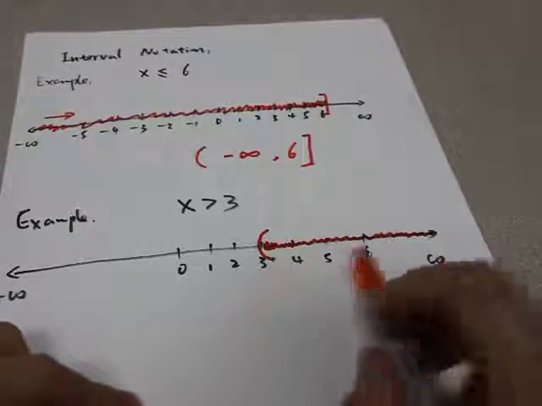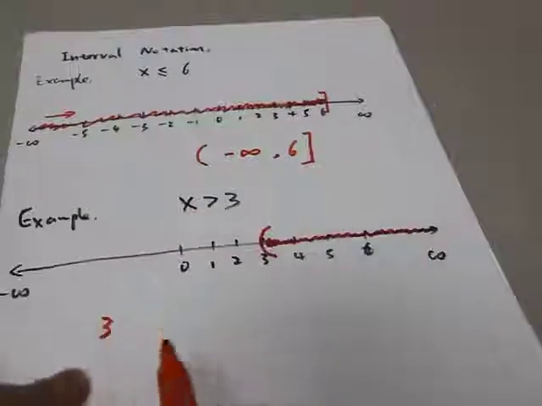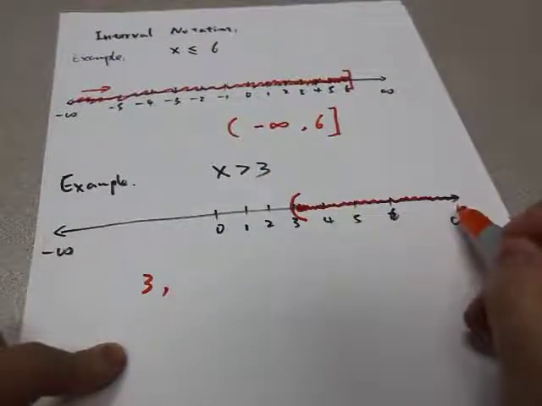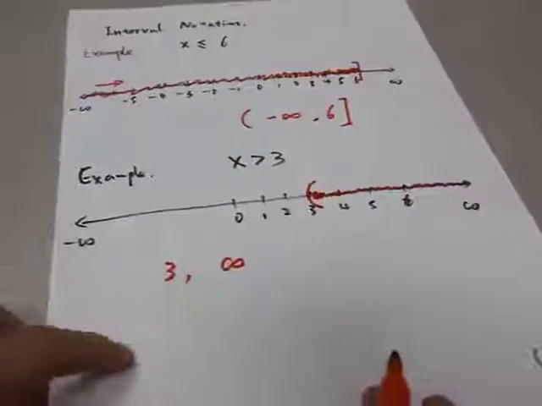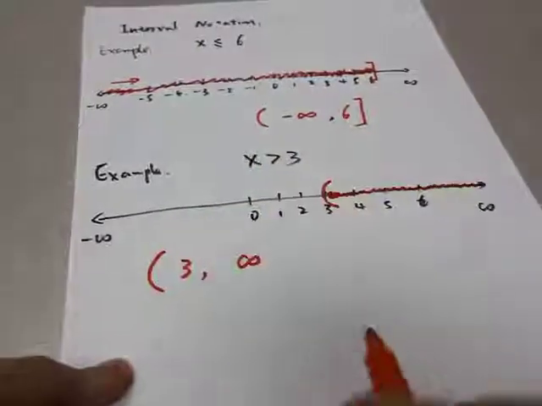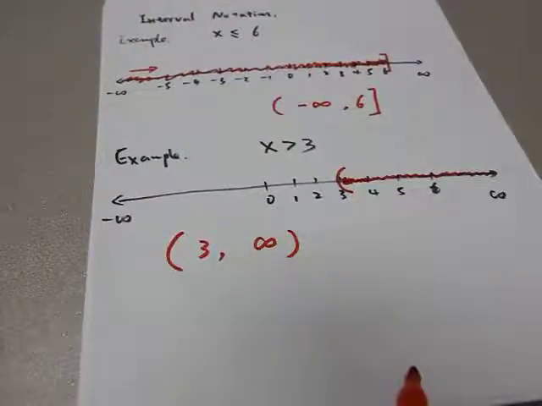Now in this area the smallest thing is 3, right? So we put 3 here, and the biggest thing is the infinity. So put infinity here, and over 3 we have a parenthesis, and over infinity we have another parenthesis. So this is the interval notation.